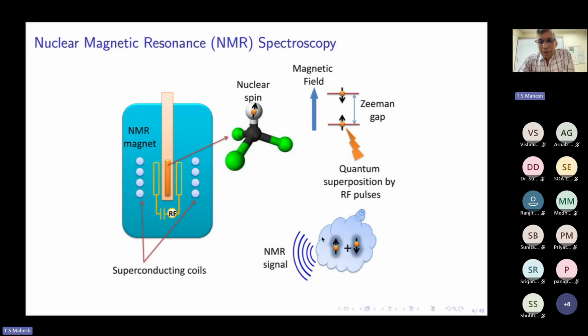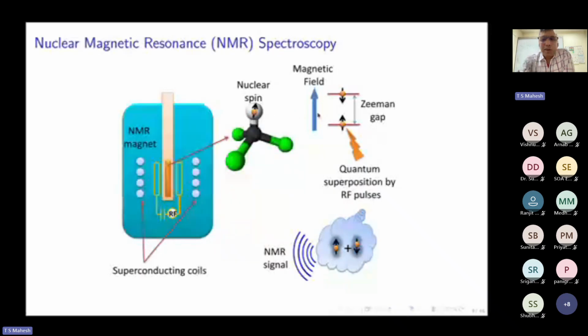Not only that, these superpositions can give rise to signal. Signal comes out in the form of induction by these coils. So in the magnet, we also have coils. These coils act like an antenna. They receive signal from the nuclear spins. They get a very characteristic signal depending on the state of the spin system, and that is amplified, digitized, and sent as NMR signal. So that is the nuclear magnetic resonance.